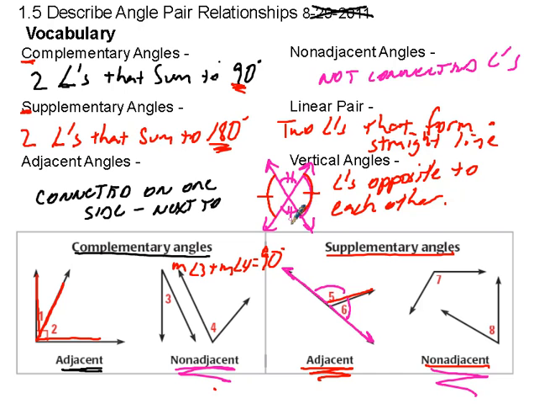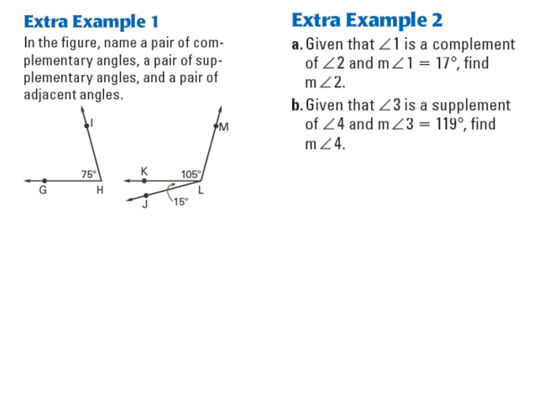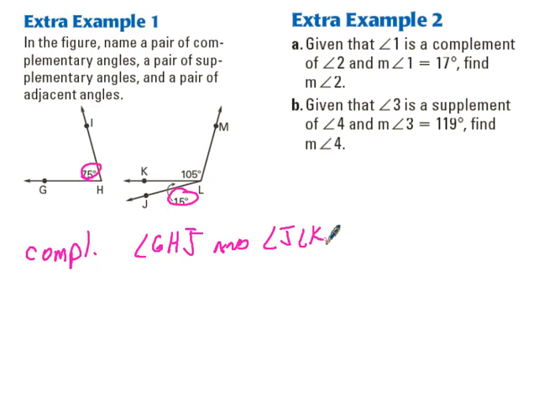Okay, that's our vocabulary here. Let's move on to the next section here. Pretty important stuff. We got a couple example problems. This figure: name a pair of complementary angles, a pair of supplementary. So we'll do complementary first. Complementary angles. So we need two angles to do that, and they need to sum to 90. So I'm going to say angle GHJ and, 75 plus 15 here is equal to 90, plus an angle JLK are complementary because they sum to 90 degrees.